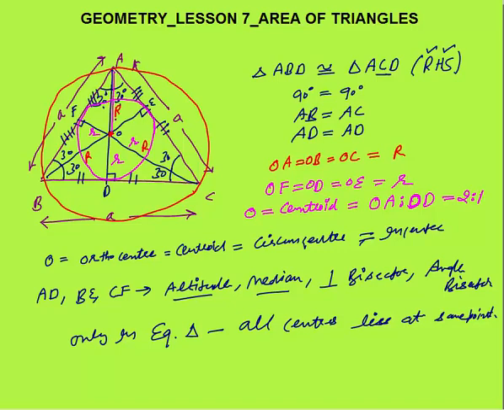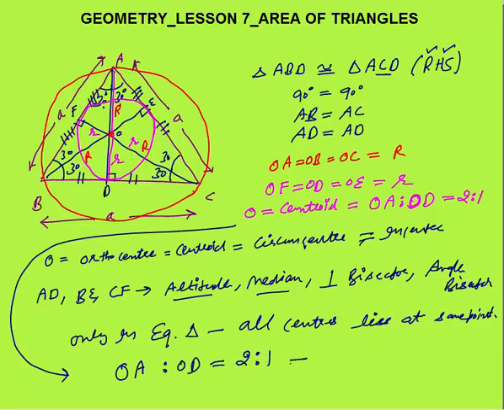This part AO will be twice, this part OD will be 1, because I discussed that the centroid divides the median in the ratio 2:1. So OA is to OD, this ratio is 2:1. I'm just converting here: OA is the circumradius, OD is the inradius, so this equals 2:1. Again, a very important concept: only in an equilateral triangle the circumradius and inradius are in the ratio 2:1. It means the circumradius is double that of the inradius, only in an equilateral triangle.